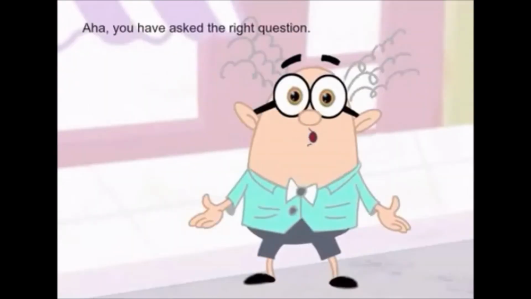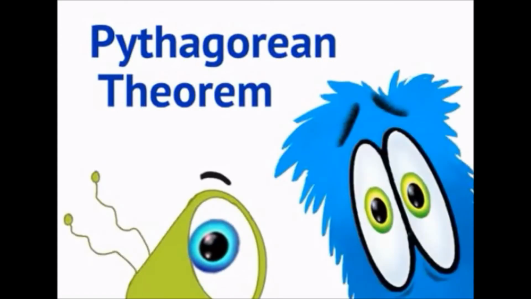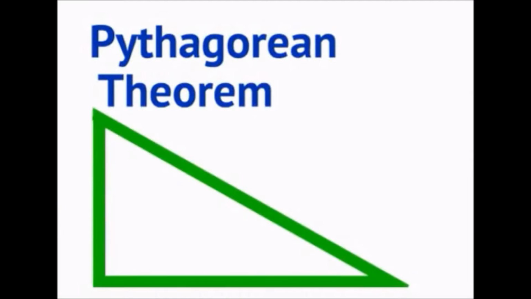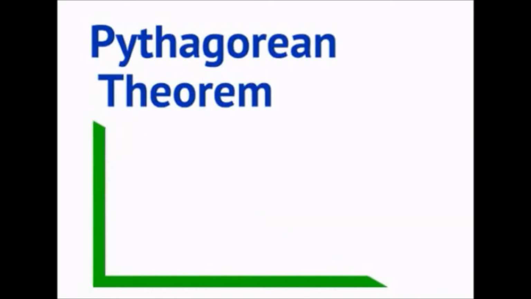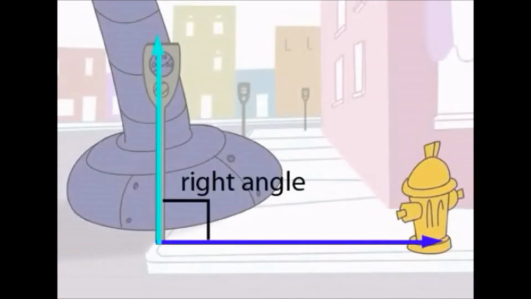Aha! You have asked the right question. We will use the Pythagorean Theorem to figure it out. Pythagorean Theorem? Yes. The Pythagorean Theorem states that if we have a right triangle, which means a triangle with a 90-degree angle, and we know the length of two sides, we can then figure out the length of the third side. In our case, the sidewalk and the meter form a right angle.